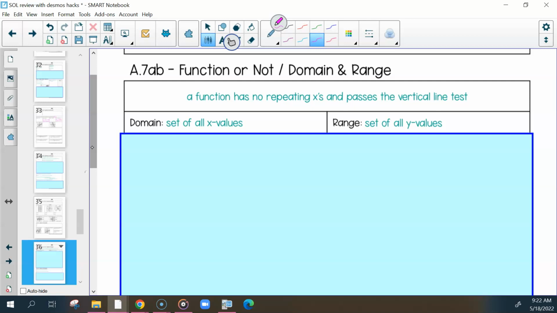For numbers 1 through 5, do you want to see any of those? Number 3. Anyone still writing this down?